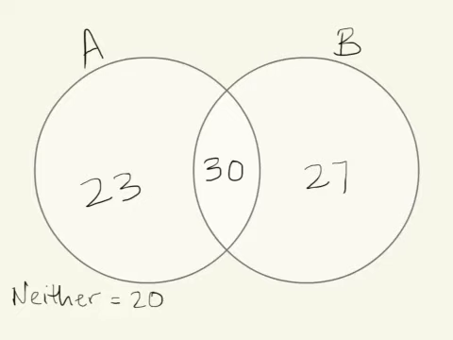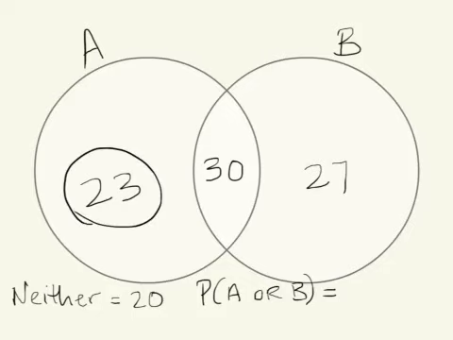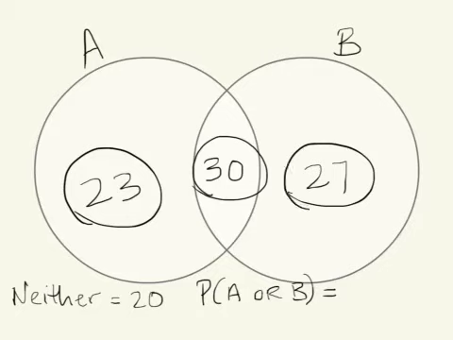Likewise, if I asked about the probability of A or B in a Venn diagram, we would add up all of the things in A and B and also both. In other words, we'd say 23 plus 30 plus 27. We would add those numbers together and we would get 80 out of 100 for that probability. So in a Venn diagram, if I say A or B, I add up all the numbers that fit into any of those categories. And if I say A and B, well, that's when I'm just going to focus on whatever happens to be in the center.